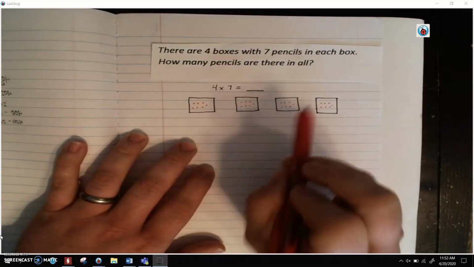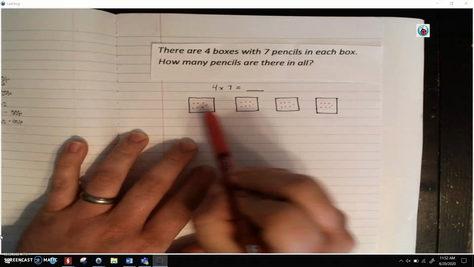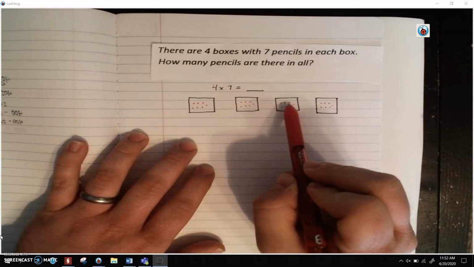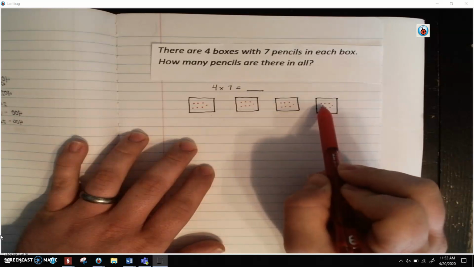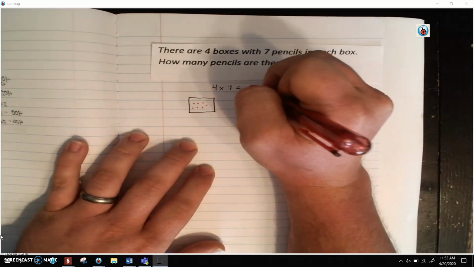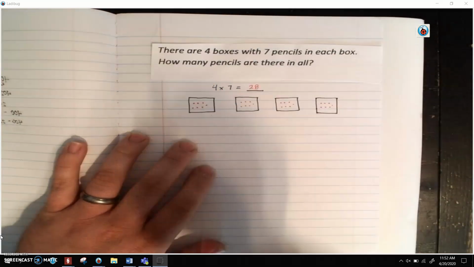So now I need to see how many are there in all. So I know that this is 7, 8, 9, 10, 11, 12, 13, 14, 15, 16, 17, 18, 19, 20, 21, 22, 23, 24, 25, 26, 27, 28. So, in all, I have 28 pencils.